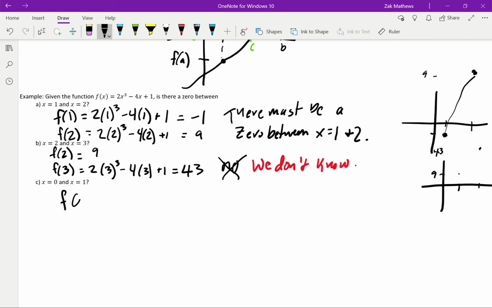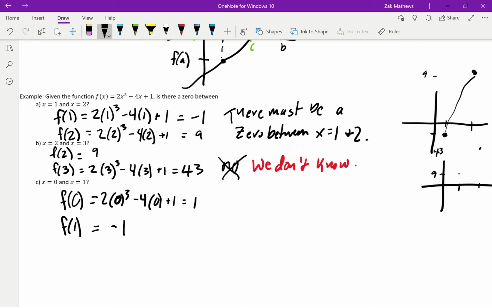Let's do the next one. f of 0 and f of 1. So f of 0 is very easy. We just plug in the 0 everywhere. And we have 0 minus 0 plus 1. That gives us positive 1. f of 1 we calculated in that very first step. That was a negative 1.